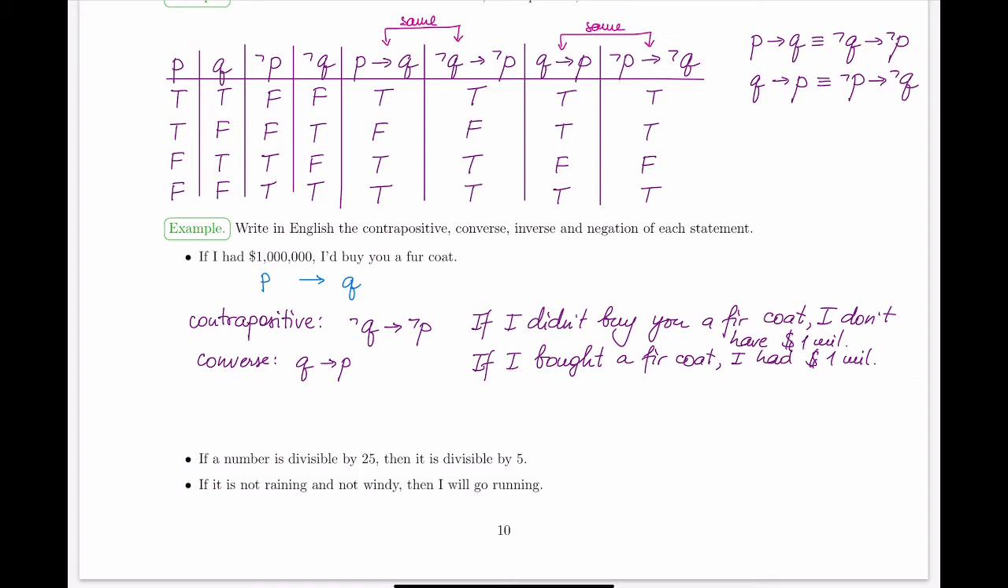Next up is the inverse. The inverse is defined as not P implies not Q. So we're keeping the order the same, but we are in fact negating both sides. If I don't have $1 million, I will not buy you a fur coat.